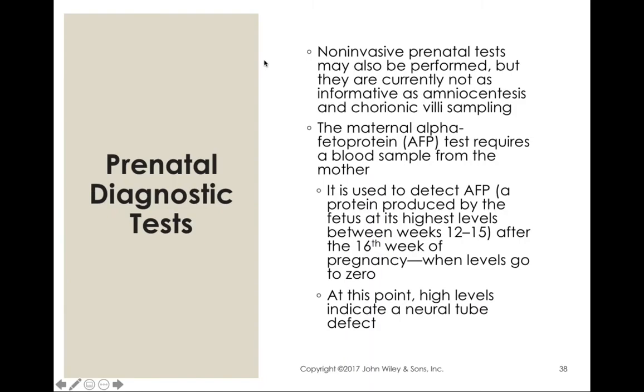The other test that we're going to discuss is the maternal alpha-fetoprotein test. AFP is produced by the fetus and released into the mother's blood throughout the pregnancy. Levels of AFP can be assessed by taking a blood sample from the mother. And while we can't get as much information from this procedure as we do from amniocentesis and chorionic villi sampling, we can still use this test as a marker for different birth defects.